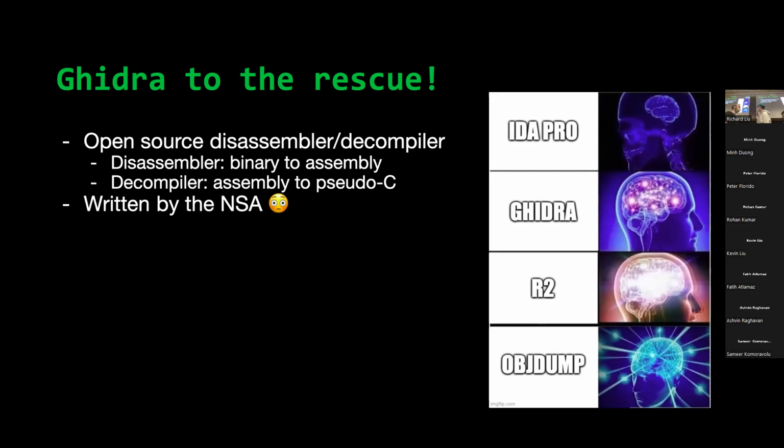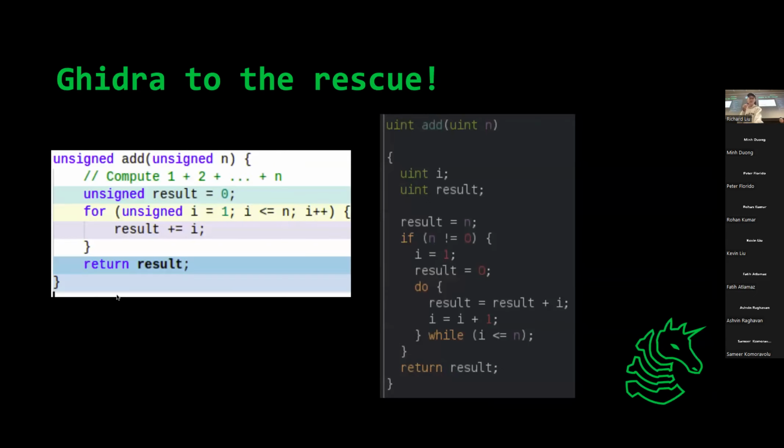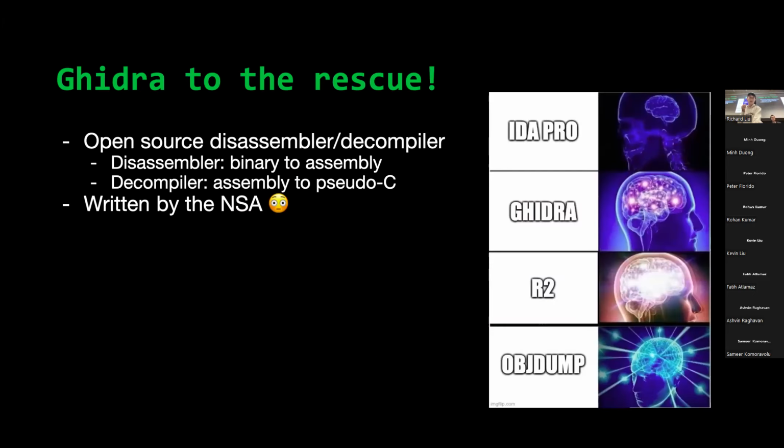All right. Cool. So Ghidra, as we mentioned, is an open source disassembler or decompiler, and it's written by the NSA. It's going to take a best guess at what C code the assembly compiles back into. Also, the meme here is I'm being sarcastic.